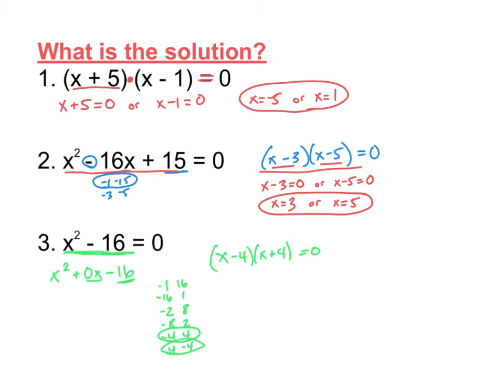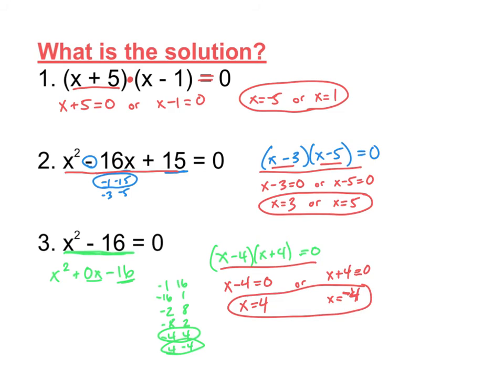And now again, once I have my factors, I must see the factors. I then will take each factor: x minus 4 equals 0, which gets me x equal to 4, or x plus 4 equals 0, so x equals negative 4. Those are my answers there. Reminder, when you do your work, I want to see the factors and the answers, please.